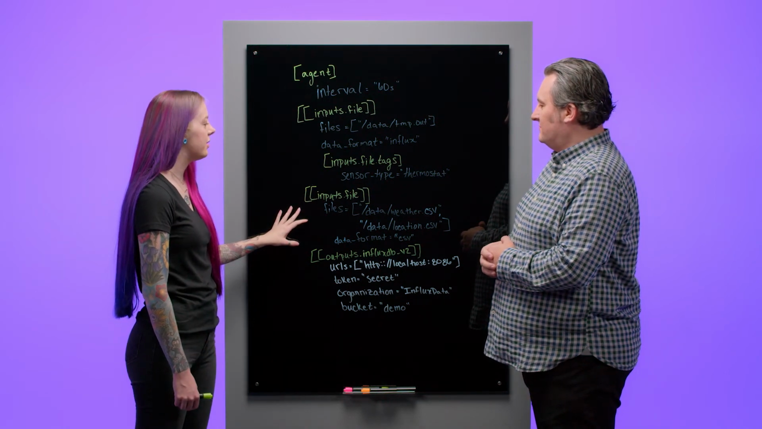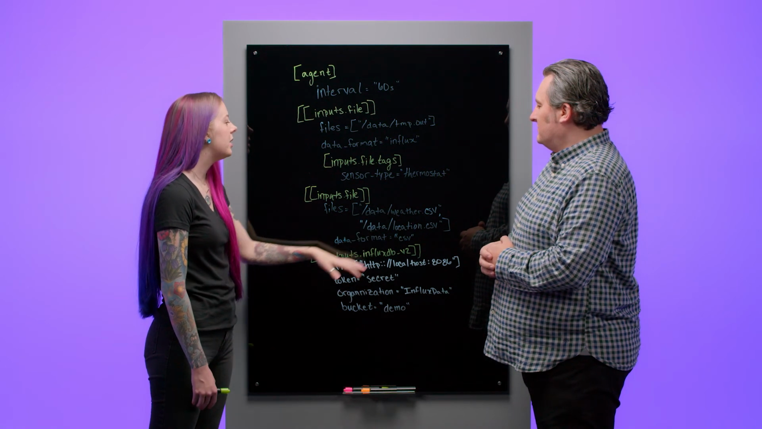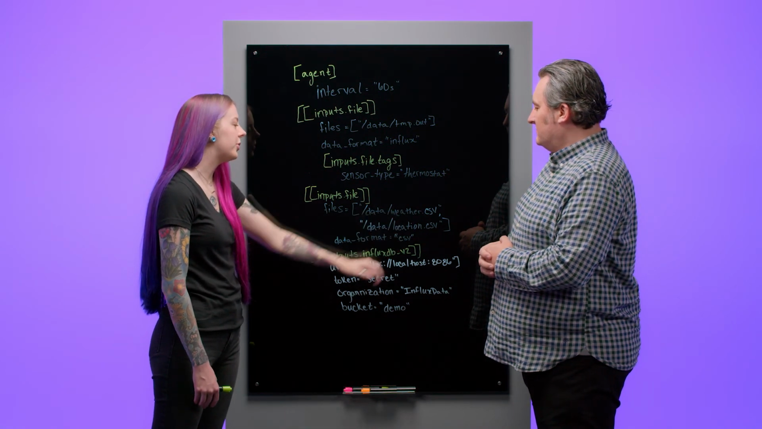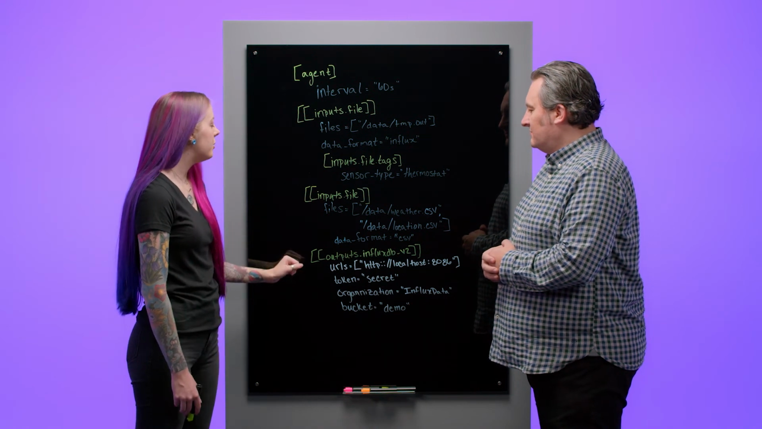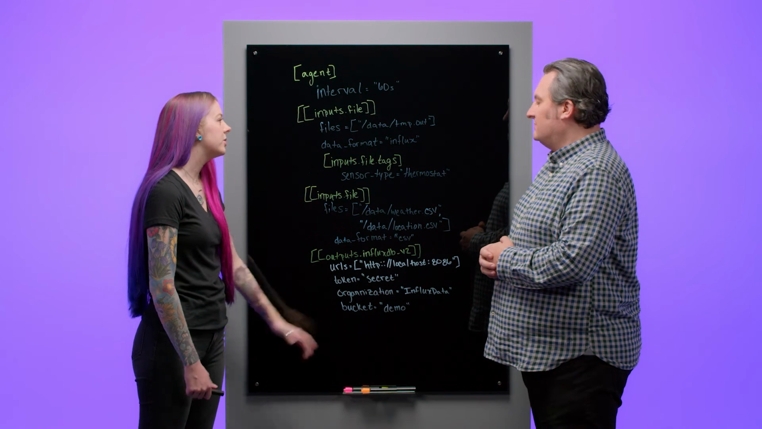In the second inputs.file, we have two files. You could have as many files as you'd like. Here we have weather and location, and they're both CSV files. Then we're going to send it to our local InfluxDB with all of our credentials, so we know our metrics are getting there. Awesome. And is there documentation for each of these plugins? Yes, each plugin has a README with all the information you need to know.